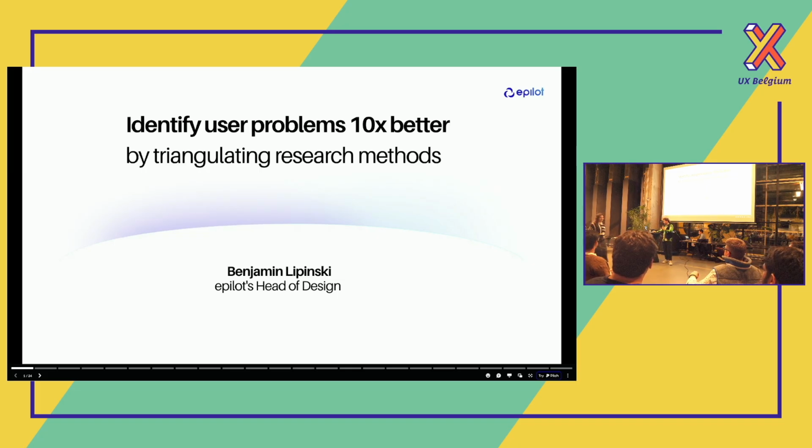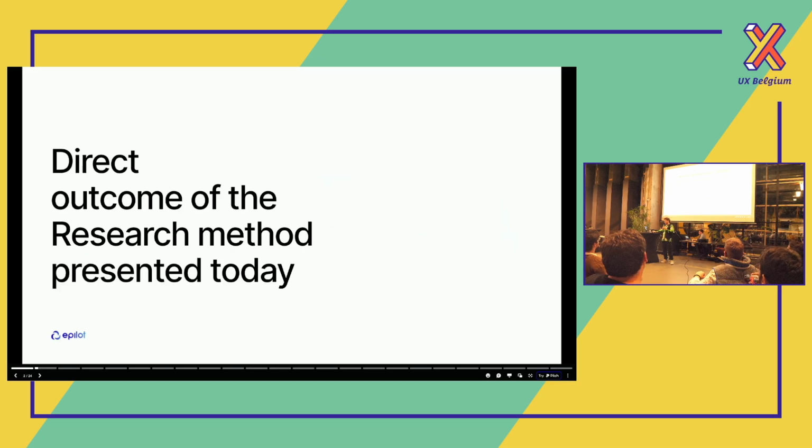So I want to share our journey, how we identify user problems 10 times better, and we're doing this by triangulating research methods. So the direct outcomes first of the method that I'm sharing today: first, we have an insane amount of shipped product improvements that we are shipping year by year because of that method. It enables us to bring new cool things to life.